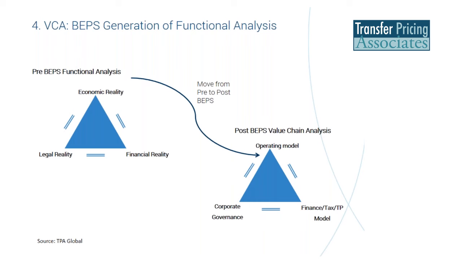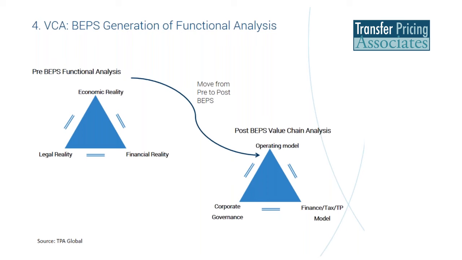So if we have a board, and that board gives a lot of authority to LRD, right? And so they say that from an operating model, that's an LRD. But they're actually giving a lot of responsibility to the senior people in LRD. And because of that, when we look at the pricing model, the TP model is leading to a kind of routine return. But because those people in LRD are taking significant decisions, the principal is incurring losses. So there's a clear disconnect between corporate governance, operating model, and finance, tax, TP model.